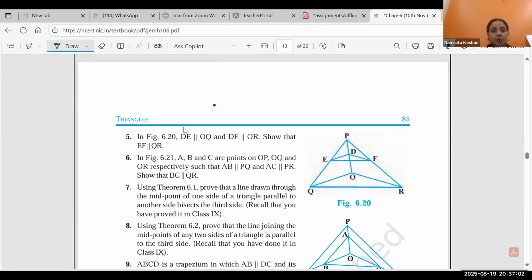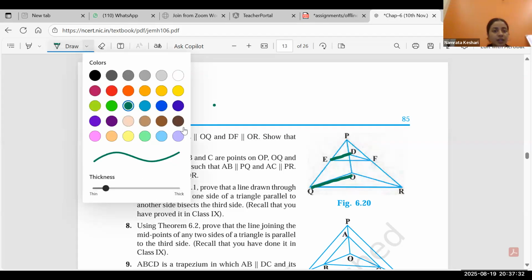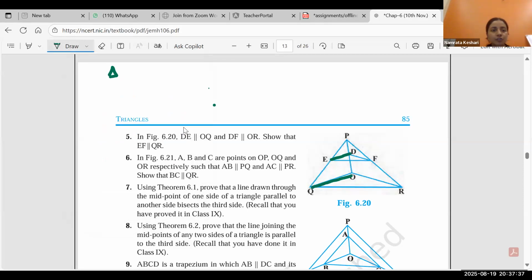So in figure 6.20, number 5, DE is parallel to OQ. The moment we see parallel, DE, OQ parallel, it is our job to identify the triangle on the basis of these two parallel lines. Always we have to look at the bigger triangle. And last class you were telling me the triangle will be POQ.